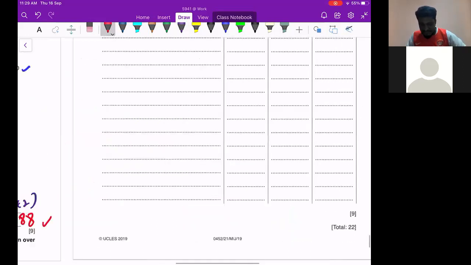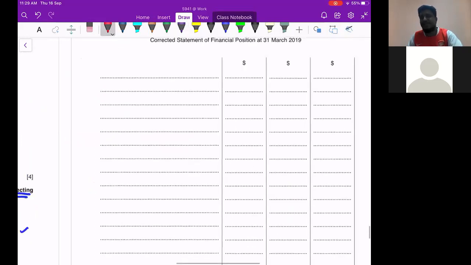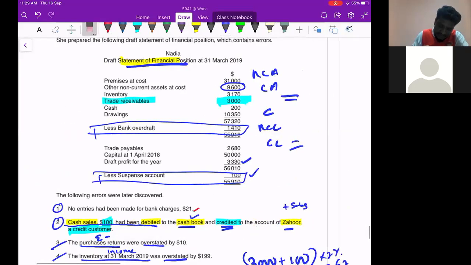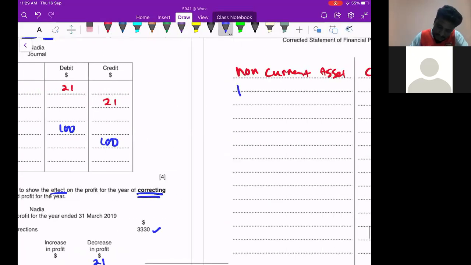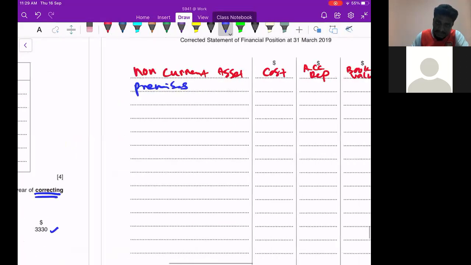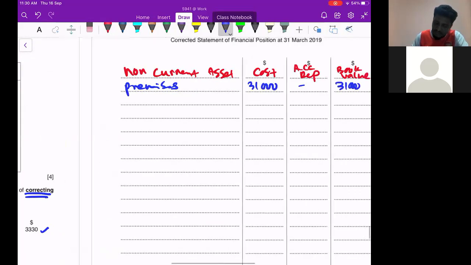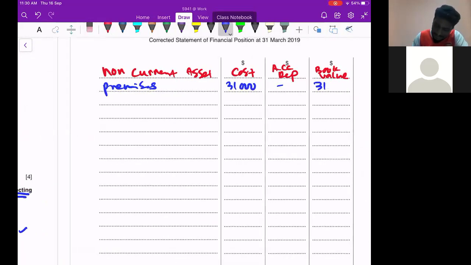Okay, after that, they asked me to do the statement of financial position. Statement of financial position will start with non-current assets. Then I have a cost, I have an accumulated depreciation, I have a book value. What are the non-current assets that I have? I can check here. First one, I have premises 31,000. I don't have any accumulated depreciation for premises, so my book value will be 31,000.